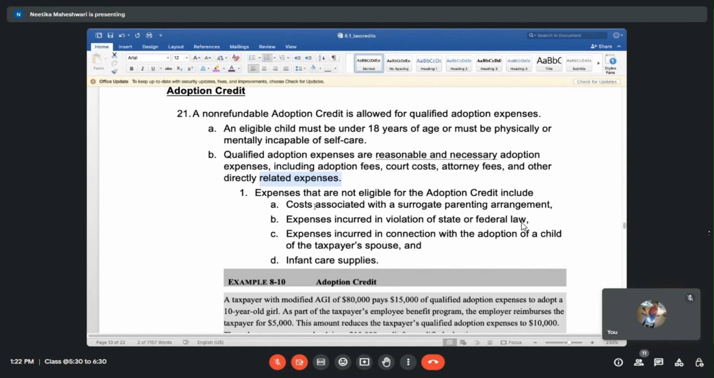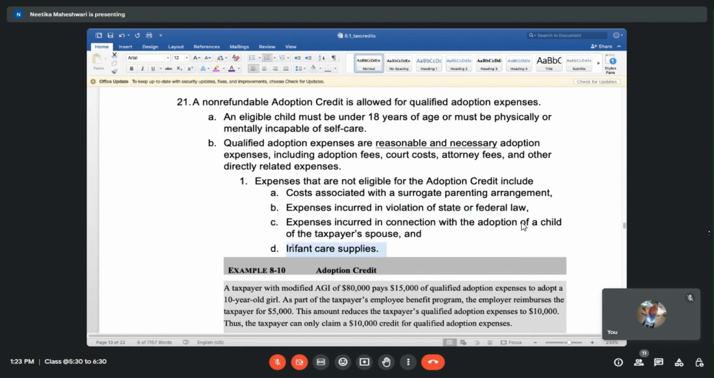Okay, any costs associated with a surrogate parenting arrangement. No, this can just blow out of proportion. It can go through the roof. Surrogate parenting is very expensive, so that is not allowed. Anything you're doing in violation of state or federal law, people may do certain things like bribes or kickbacks or whatever, that is obviously not allowed. Any infant care supplies, we cannot say that we have adopted a kid, we need to get all those things, medicines and clothes and all, so we need it for that.